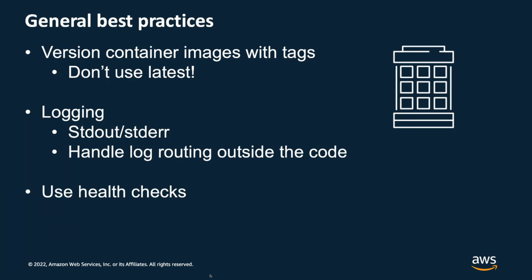And lastly, use health checks. Whether you're running a load balanced web service or a backend service, use health checks to help the orchestrator determine when a task is healthy and when it's not, so the orchestrator can shut those tasks down and replace them with healthy ones when the time comes.